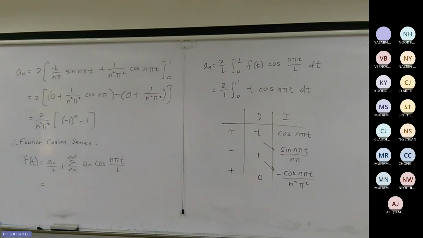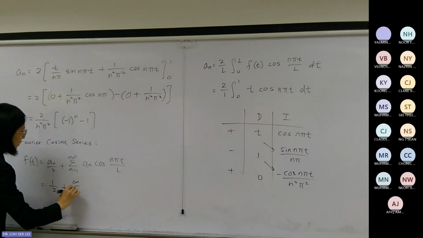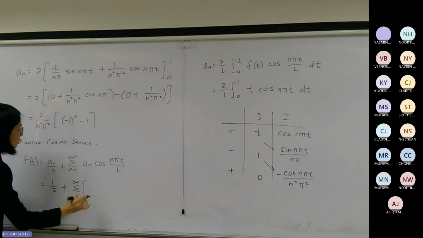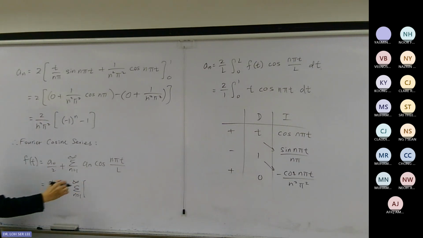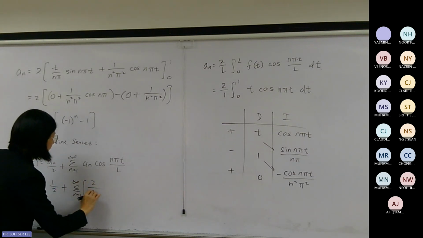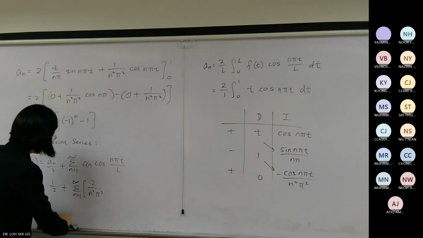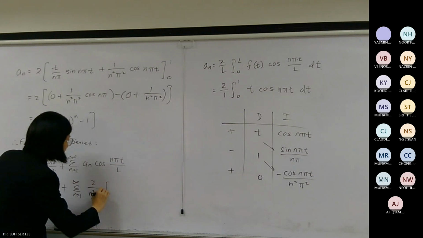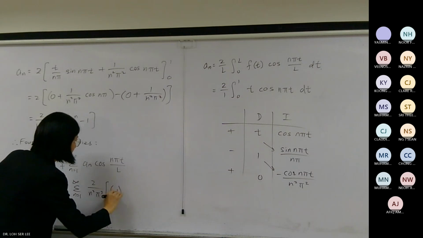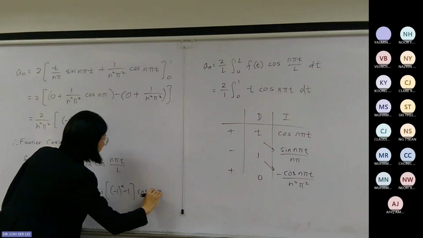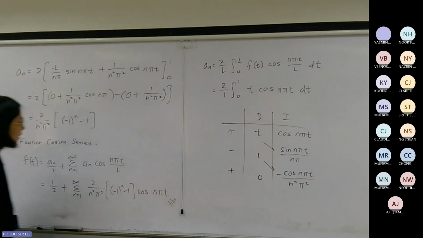Okay, just now your A naught is 1. Just substitute your an into the formula to get the final answer. Okay, L is 1.